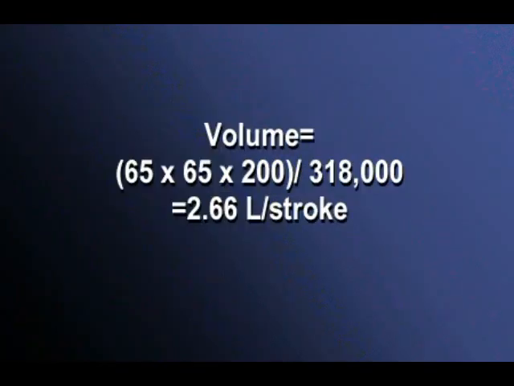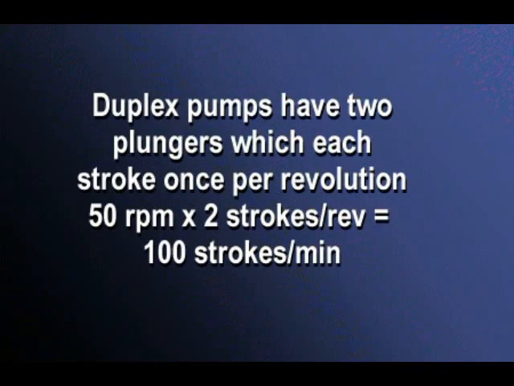Plugging in the numbers, volume per stroke equals 65 times 65 times 200 divided by 318,000 equals 2.66 liters per stroke. Since the pump in the example is a duplex pump, it will have 2 strokes per revolution. At 50 RPM times 2 strokes per revolution, the pump will complete 100 strokes per minute.